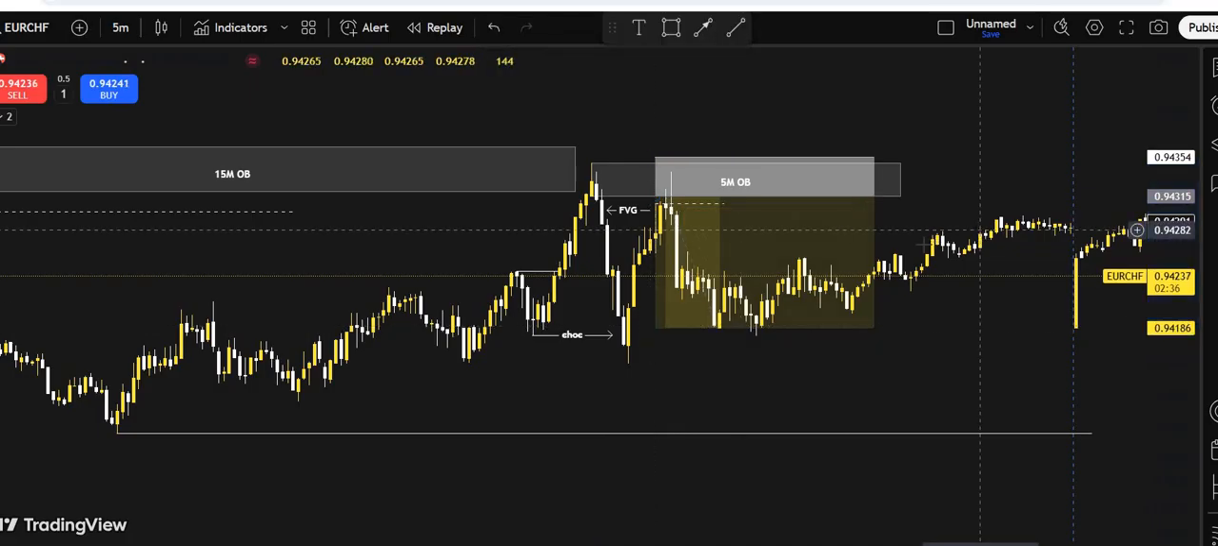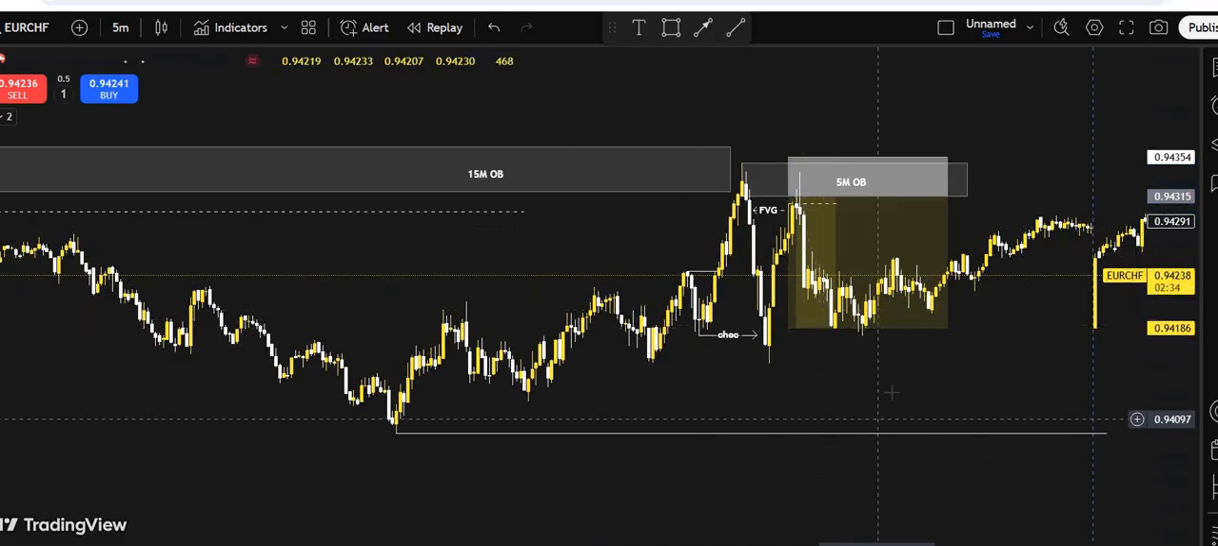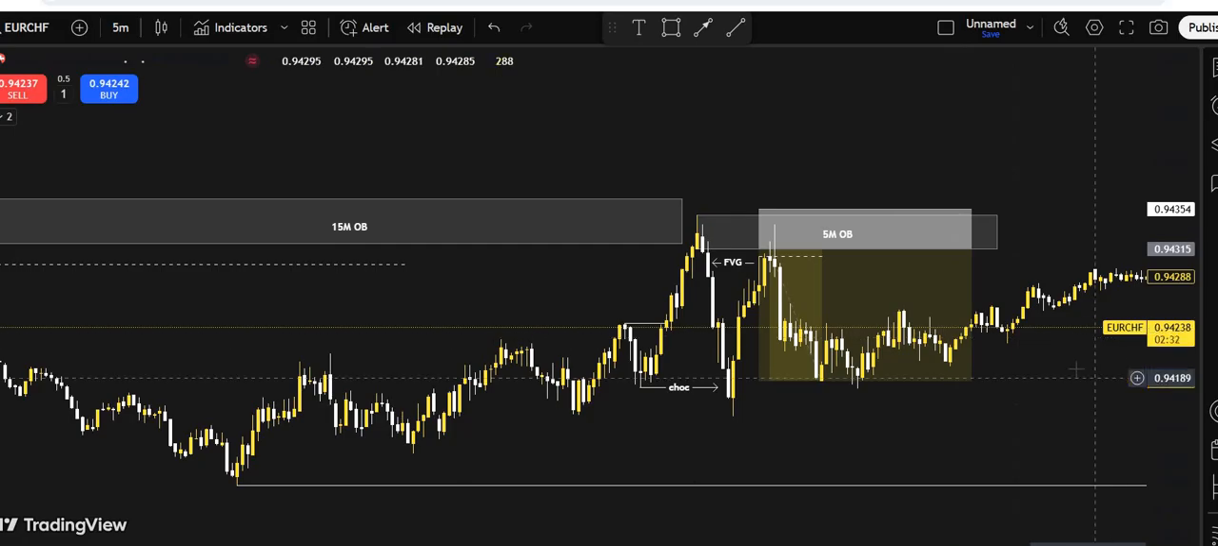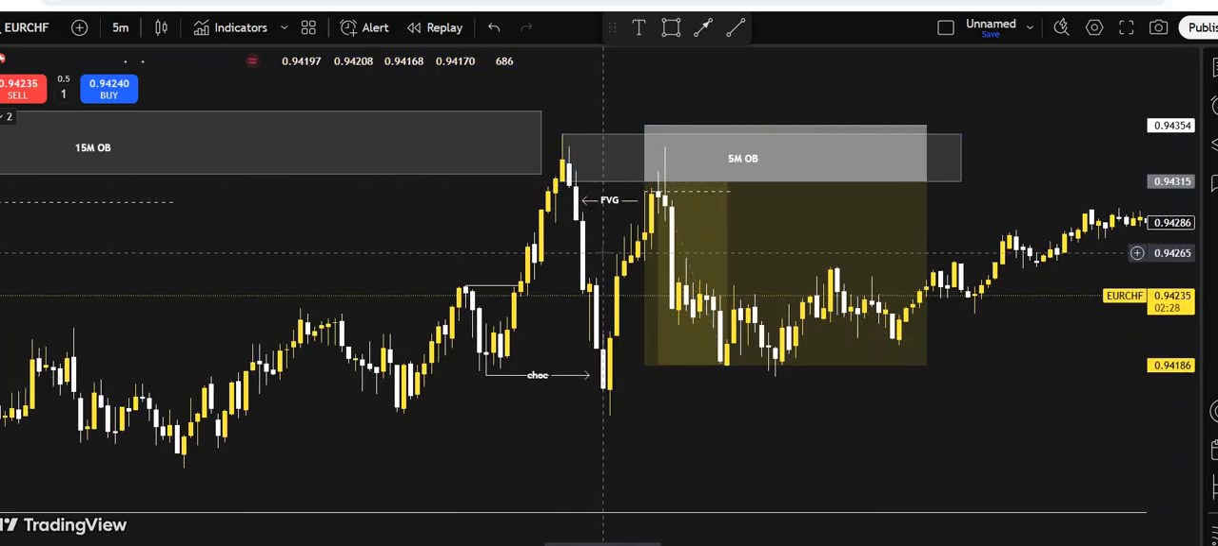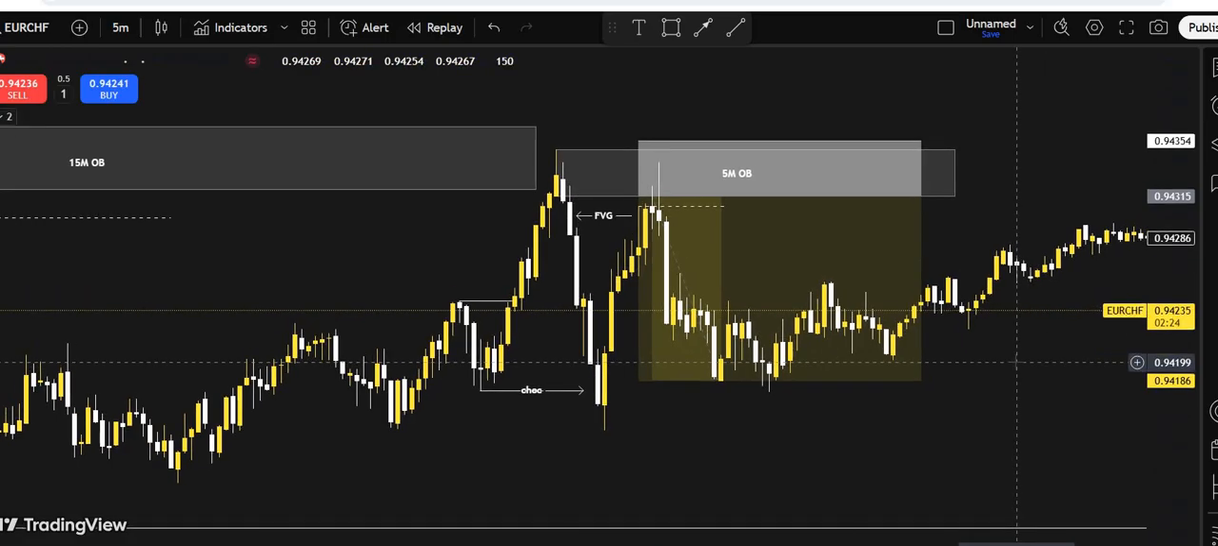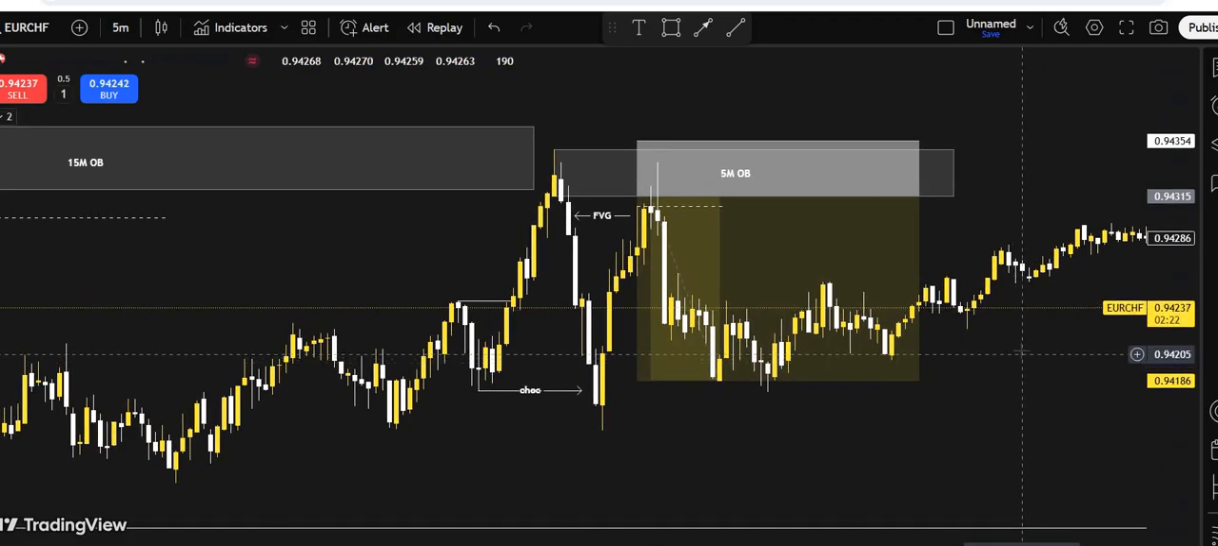I took a 1 to 3, and for me the trade was an A plus because of these big fair value gaps. When I took it, I was very sure I was going to win it. So yeah, that was the trade I took yesterday, and see you in the next videos.